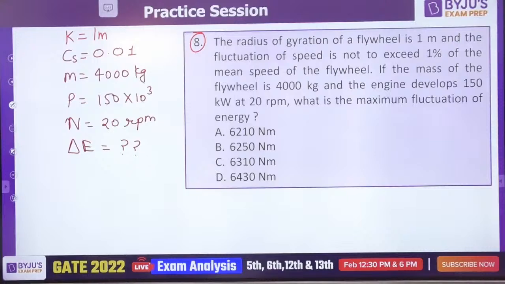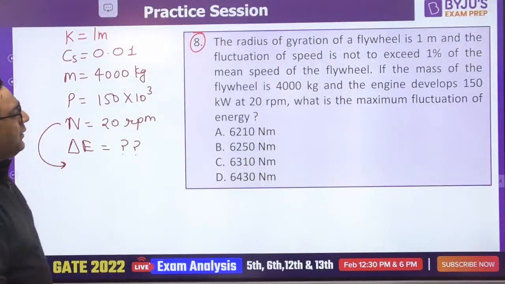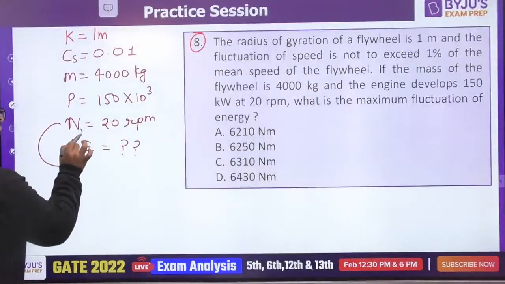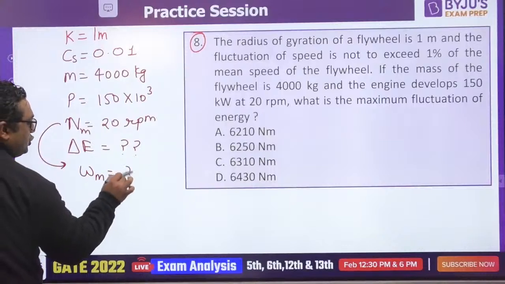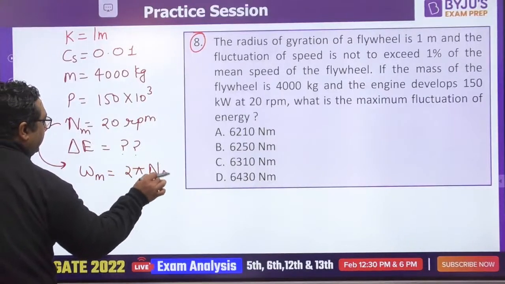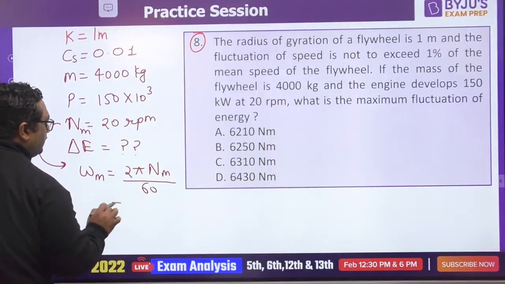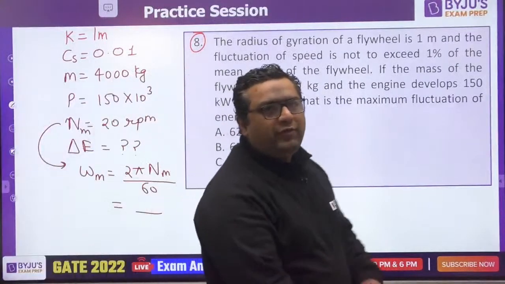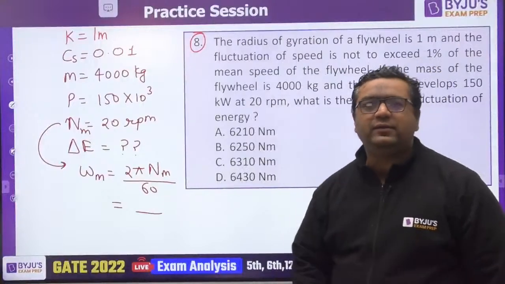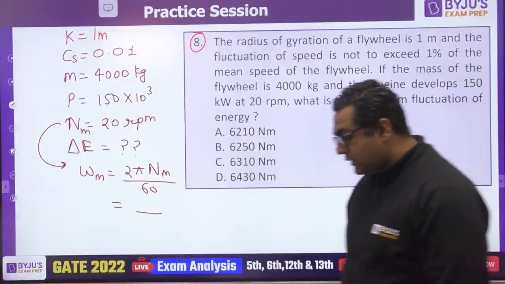Okay, so dear, you can see N is given. You can find out this 20 RPM. It means it is a mean speed. So you can find out omega mean, which is 2 pi Nm by 60. This will give you the value of omega mean. Solve it, guys. Quickly solve it.